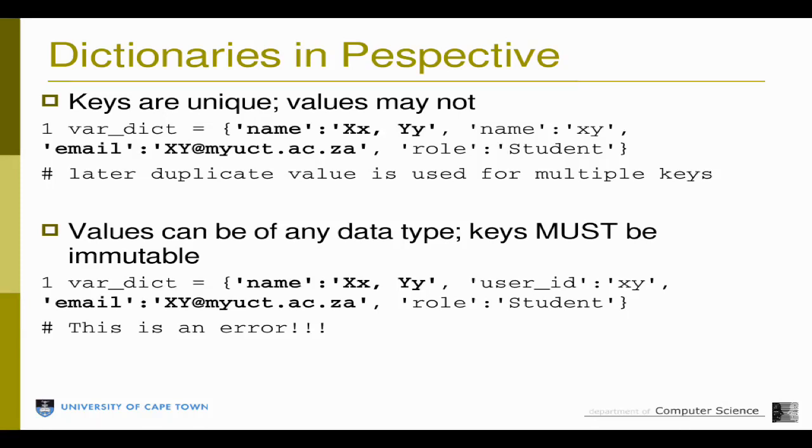And clearly we're trying to emphasize the fact that keys must be immutable here. We shouldn't forget this. We can never have a list as a key. And we'll soon discover that we can never have sets as keys.